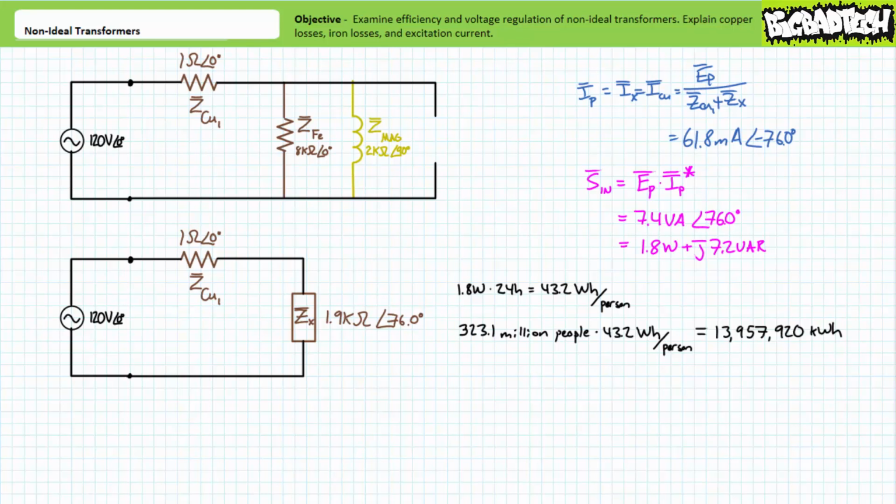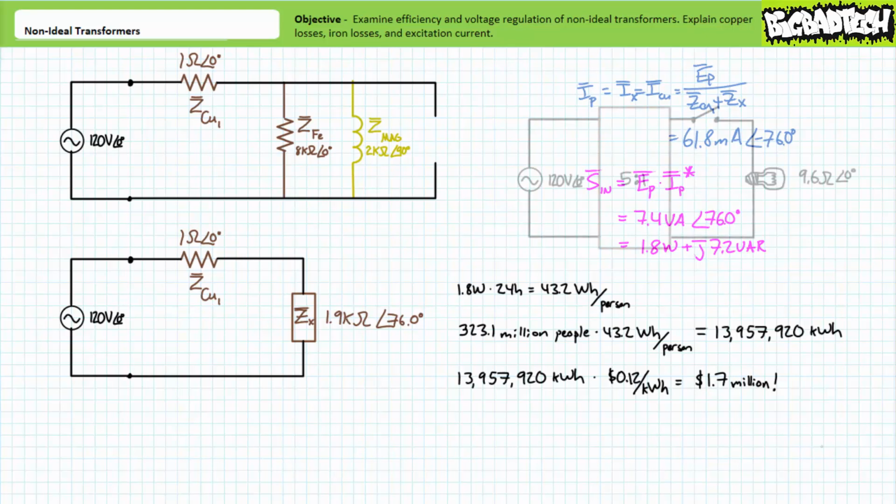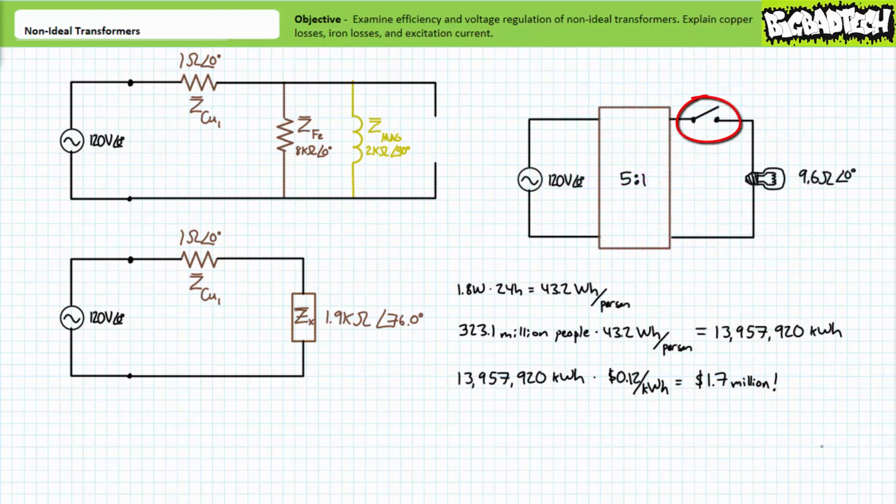13,957,920 kilowatt-hours of energy. Assuming an energy price of 12 cents per kilowatt-hour, this nation effectively wastes almost $1.7 million every single day doing absolutely nothing. Can you now dig the seriousness of this problem on a large scale? The fundamental problem with our existing circuit is the location of the switch.